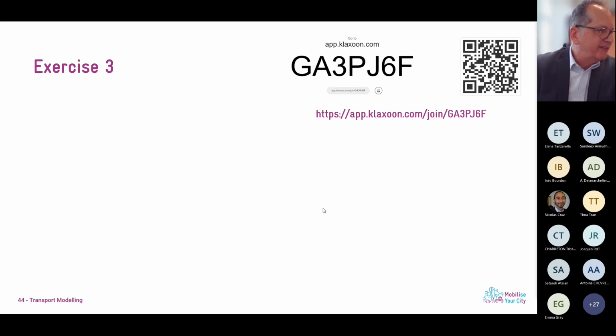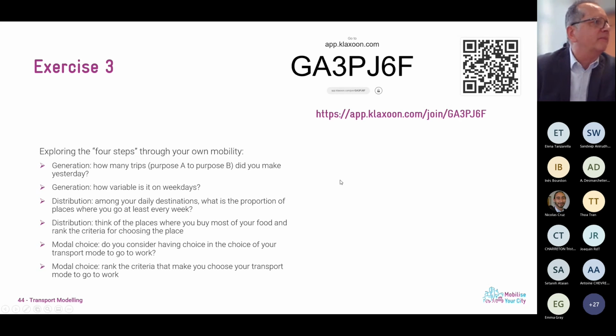Okay, we are approaching the end of this session, and I would like to propose a third exercise. Go again on Klaxoon, with 3 parts. The idea is to explore the 4 steps according to our own experience. We will explore the first three steps, actually, just to save time. But just to think of how we behave ourselves and what it teaches us about the way we could model these phenomena.